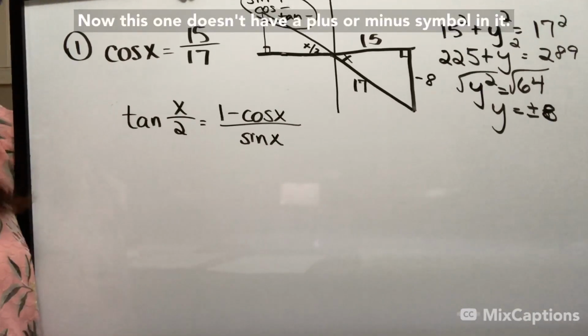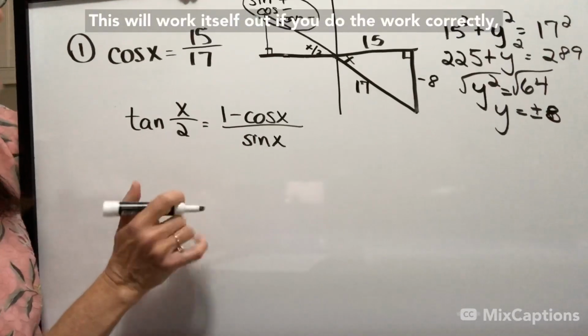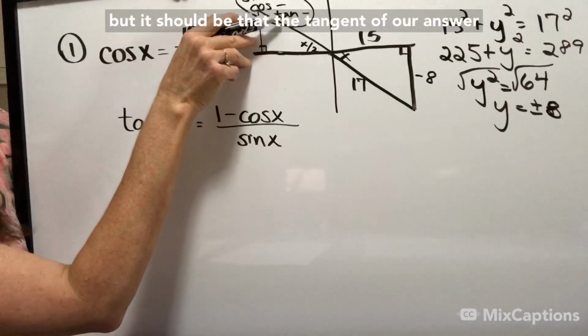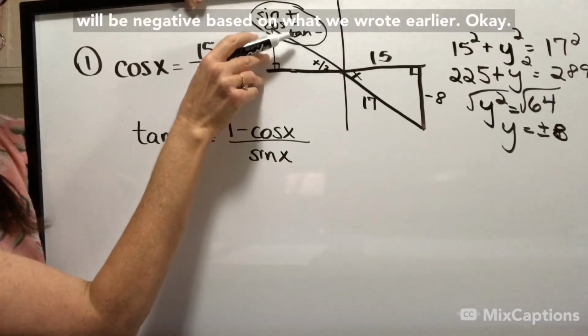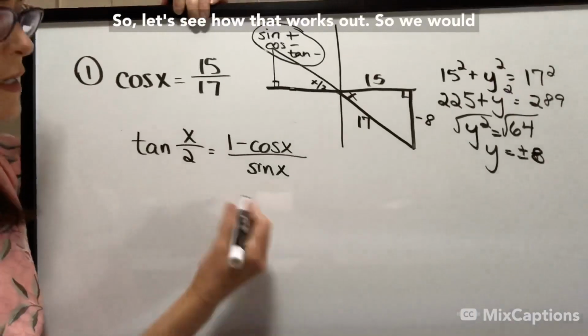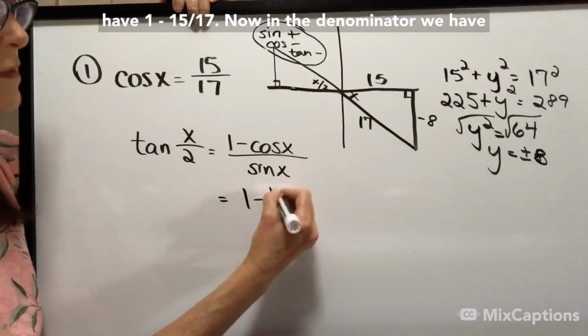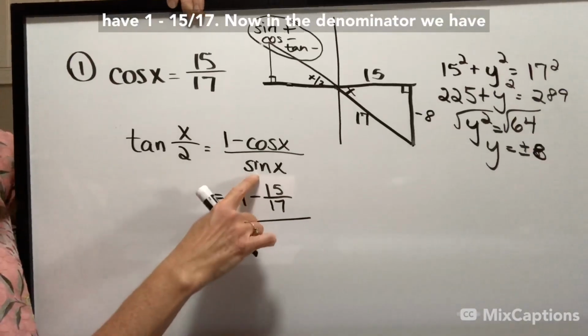Now this one doesn't have a plus or minus symbol in it. This will work itself out if you do the work correctly, but it should be that the tangent of our answer will be negative based on what we wrote earlier. Okay, so let's see how that works out. So we would have 1 minus 15/17. Now in the denominator, we have the sine of x.